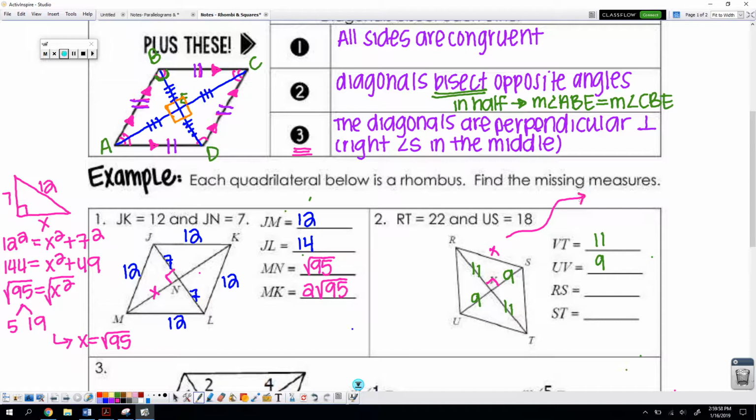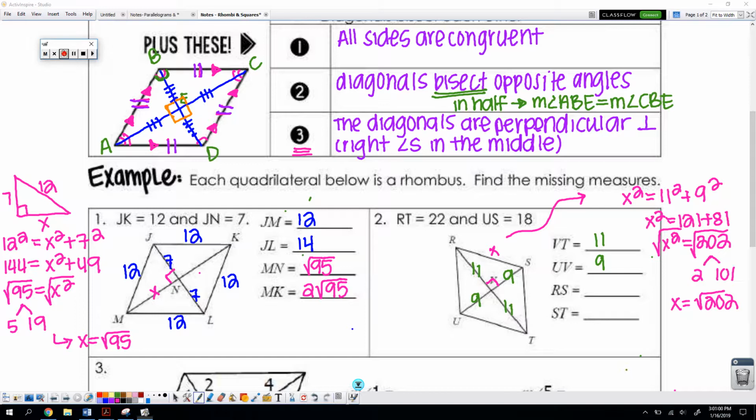So what we'll do is we'll do the Pythagorean theorem up here. The thing we're looking for is our hypotenuse, so it goes alone. X squared equals 11 squared plus 9 squared. All right? So I'm going to pause and see if you can do this alone.